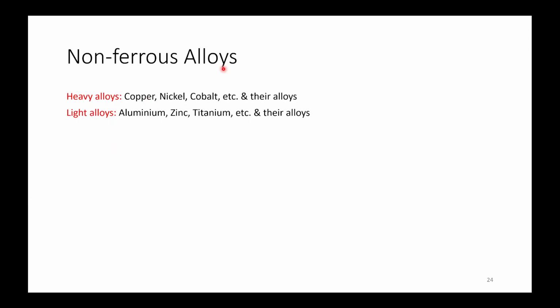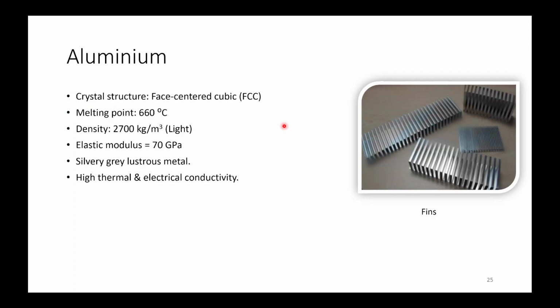Now, non-ferrous alloys can be of two types. They can be either heavy alloys or light alloys. Heavy alloys have higher densities, such as copper, nickel, cobalt, etc. in their alloys. And in case of light, it will be aluminium, zinc, titanium, etc. in their alloys. Now firstly, a very important metal is aluminium, which has crystal structure FCC.